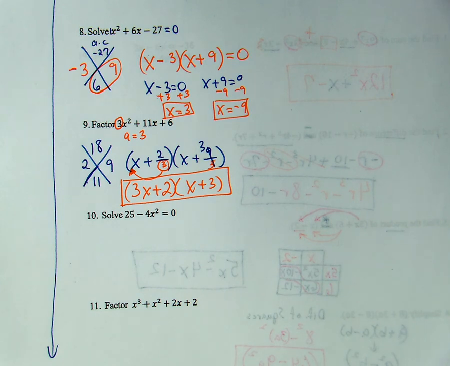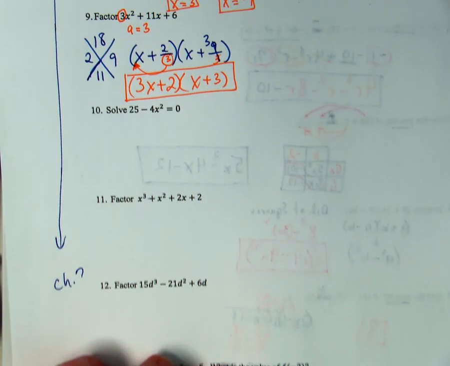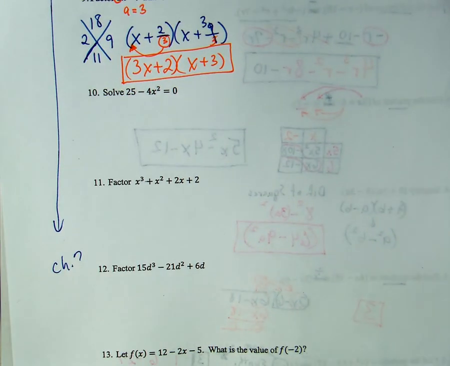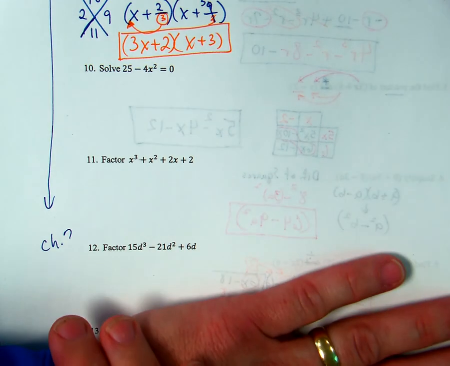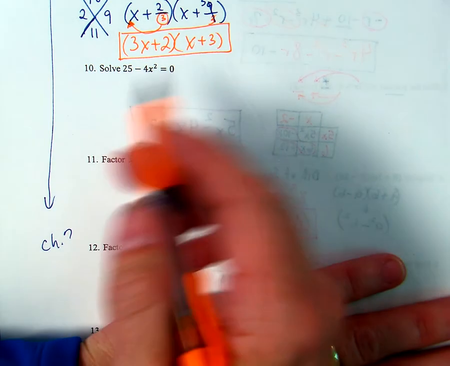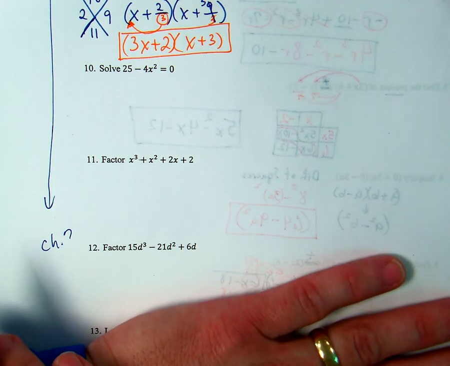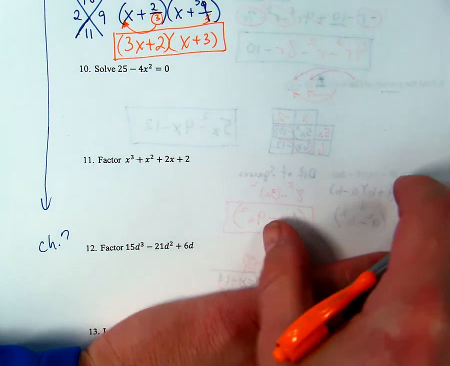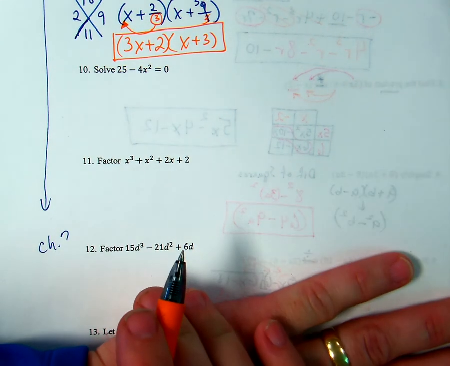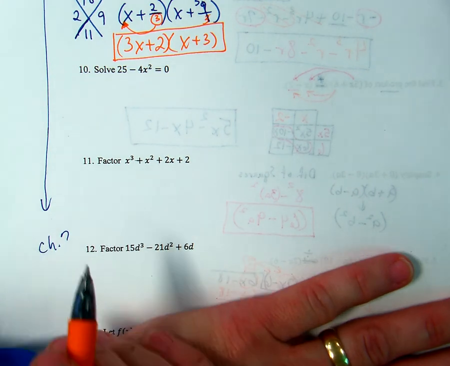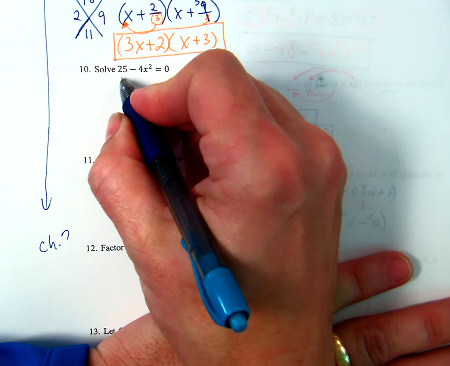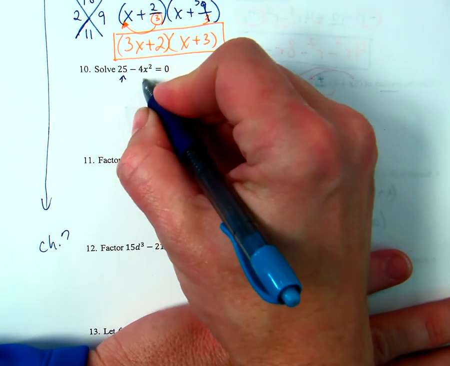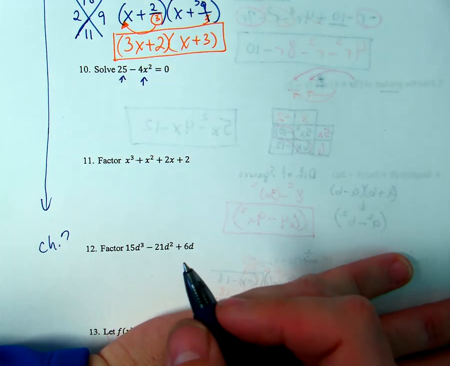Okay, let's move on to number 10. Here they want us to solve. And when we're solving, we have to find out what values of x would make this expression true. And again, hopefully we're recognizing some of the things that we're seeing to help us get started on the correct way to solve this. You look here, you should see that this is a perfect square. That is also a perfect square.